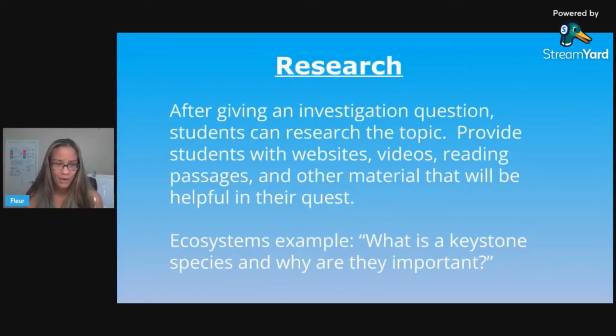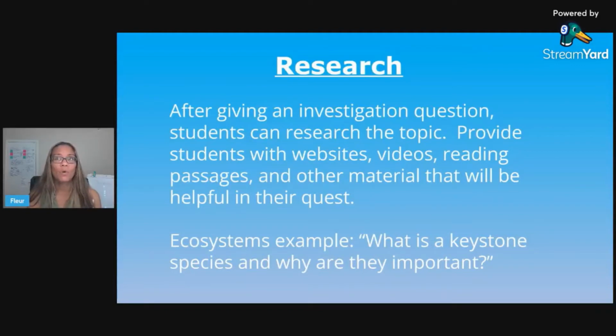So research. After giving an investigation question, students can research the topic. So you'll want to provide students with websites, videos, reading passages, and other material that will be helpful in their quest. For example, if you're teaching about ecosystems, you can ask them, okay, what is a keystone species and why are they important? And they'll have to research it.